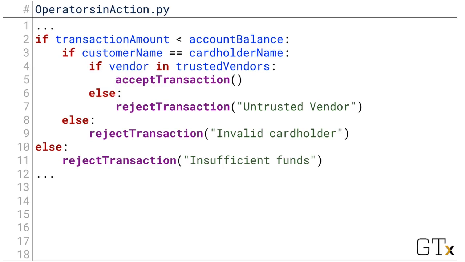Now, this code is built around some conditional statements which we'll cover next chapter. For now, though, just note that lines 2, 3, and 4 each use a different relational operator: less than, equals, and in. The first checks a relative numeric value, the second checks non-numeric equality, and the third checks set membership.